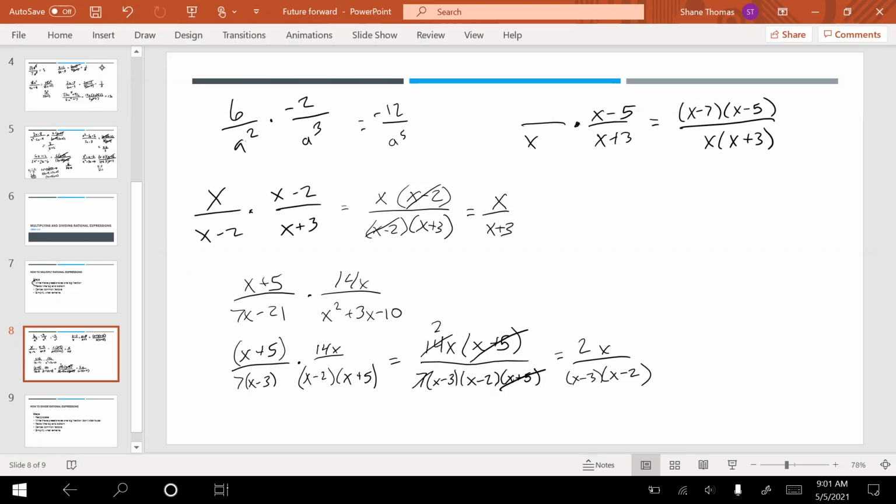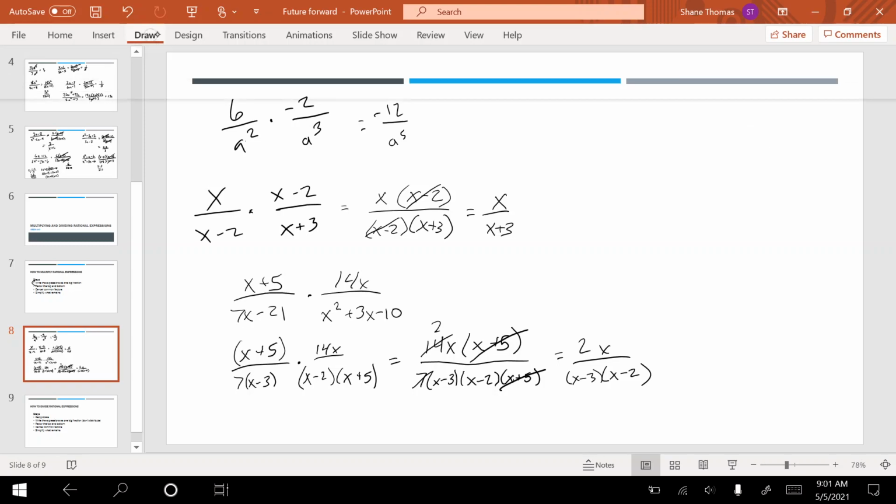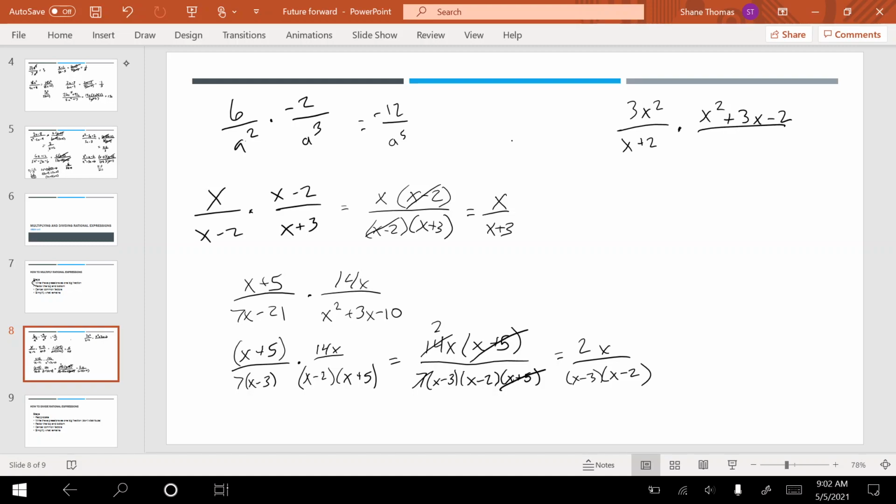Okay, I'll give you guys one to try here. I want you guys to try this guy. 3x squared over x plus 2 times x squared plus 3x minus 2 over x. Try that guy.